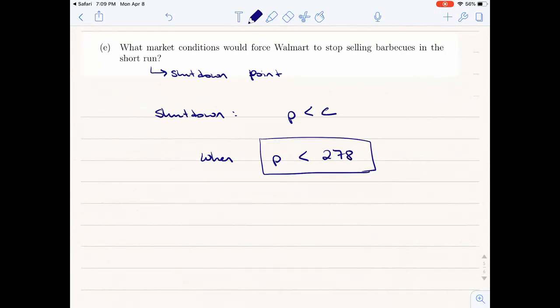Whew. Big profit function. Any questions about that one? No. All right.